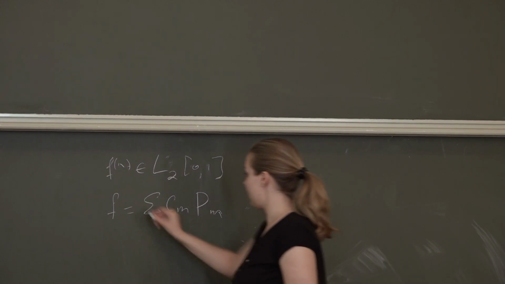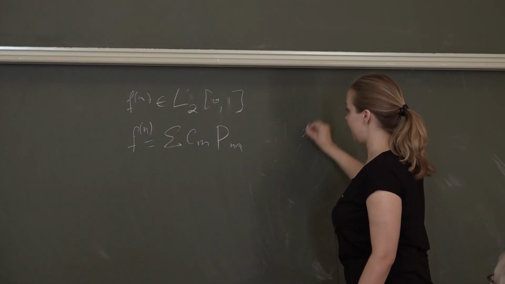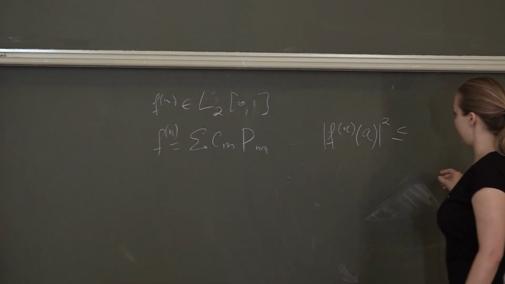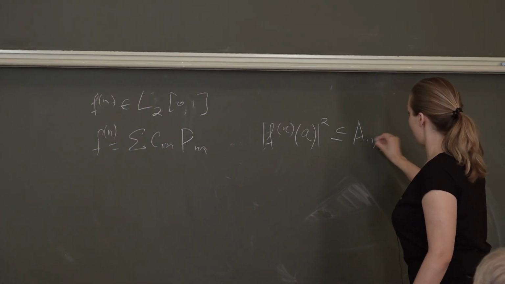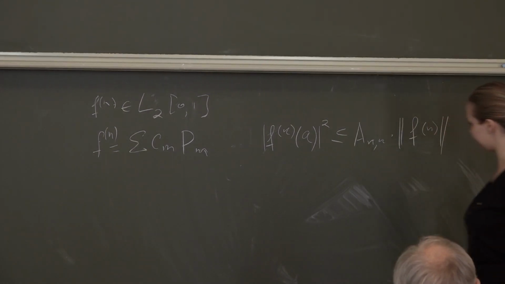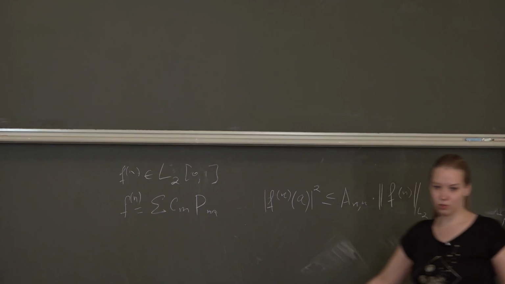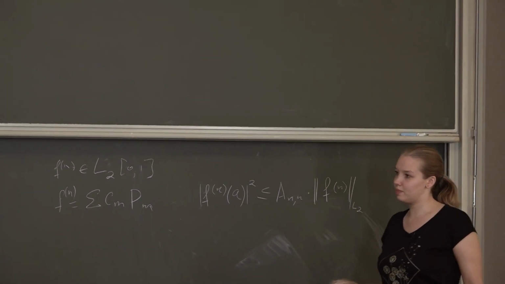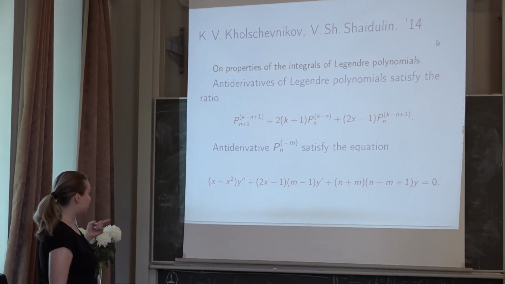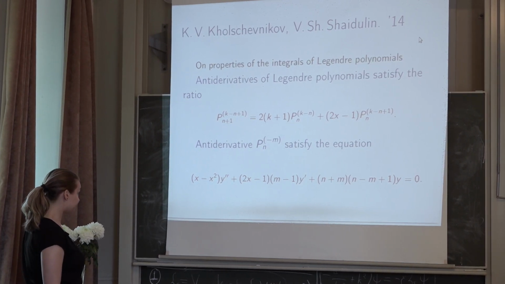And then it's f_n. And then f_k of a squared is less or equal than a_nk on f_n in L2. So these are the best estimations which by Hölder inequality we can obtain. Also, they find the differential equation for the integral of Legendre polynomials.